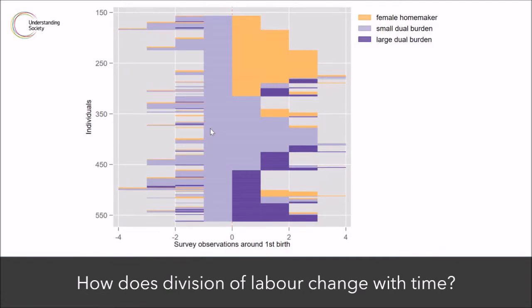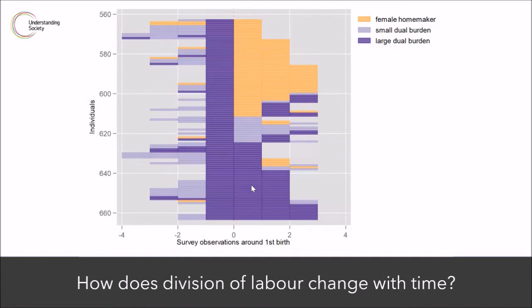This is in contrast to those who have a small dual burden in the observation prior to first birth. They seem to split into 3 groups approximately. There's a group here that drop out of the labour force and become female homemakers. There's a group that seem to largely carry on as before, and there's a group here who switch to have a larger dual burden after first birth.